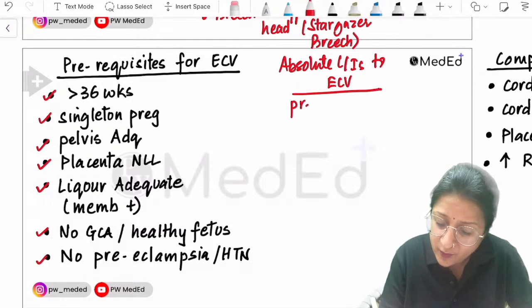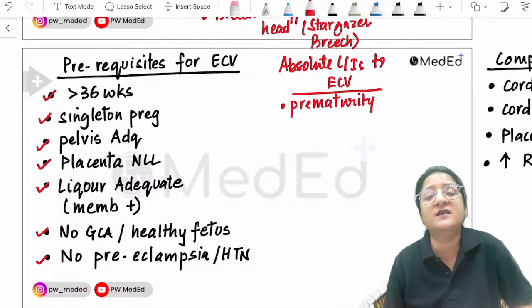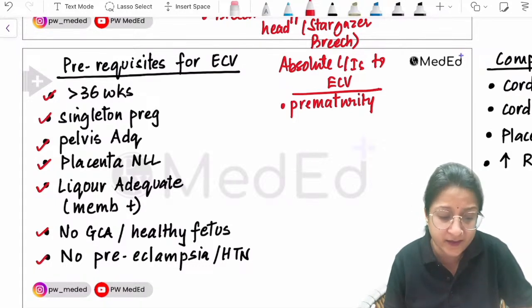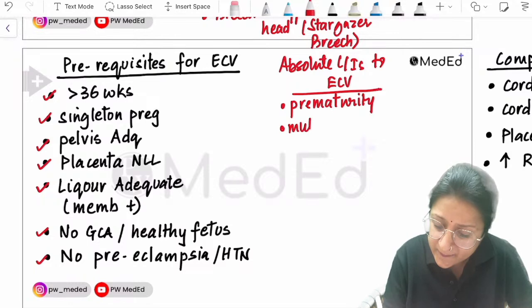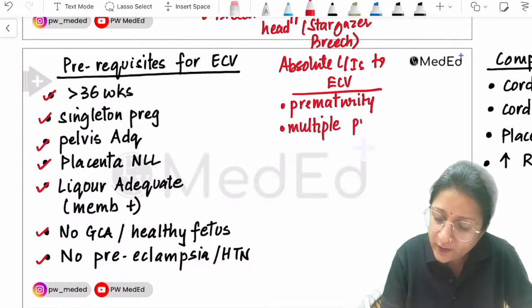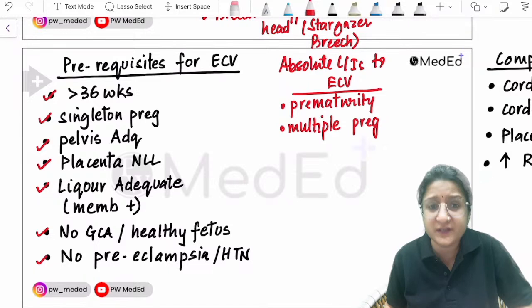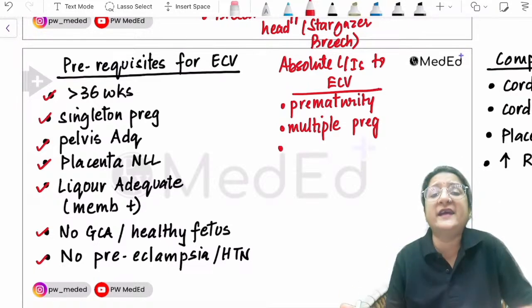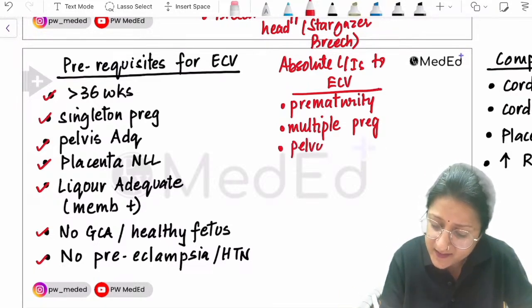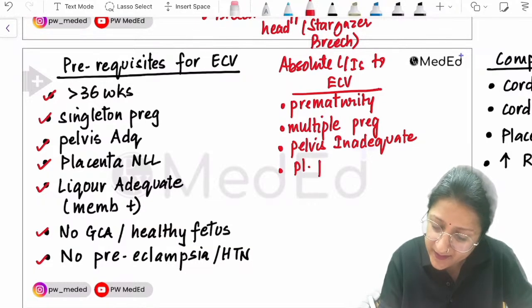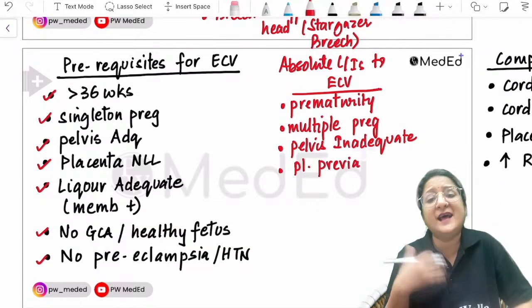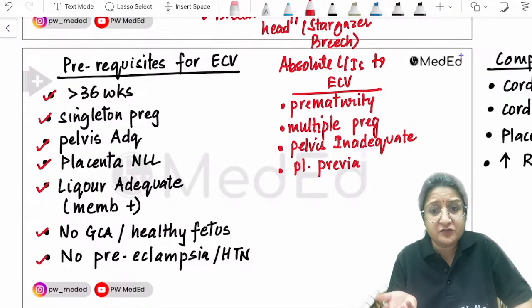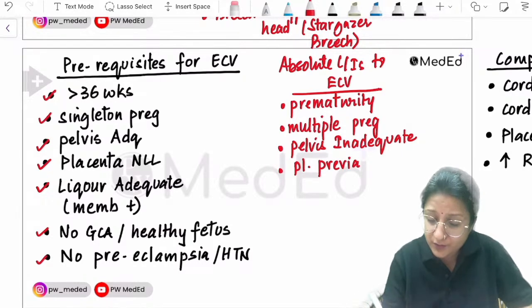So if you happen to find a woman who is less than 36 weeks, we will not go for external cephalic version. So prematurity is a contraindication. Multiple pregnancy. If there are two fetuses, how are we going to move them inside? How are we going to do version? If there is any contraindication to vaginal delivery, like if the pelvis is inadequate, then vaginal delivery cannot be done. If placenta previa is there, then placenta previa by itself is an indication for cesarean section. Why will I do an external cephalic version?